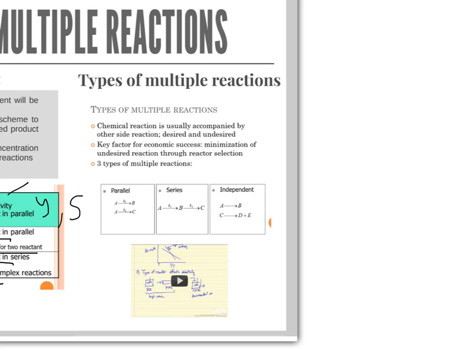Parallel means that one is the desired reaction and the second one is the undesired reaction. In terms of series reaction, the middle product is your desired product and this is your undesired product. And there also is independent reaction, where basically the first line may be the desired and the second line is undesired.